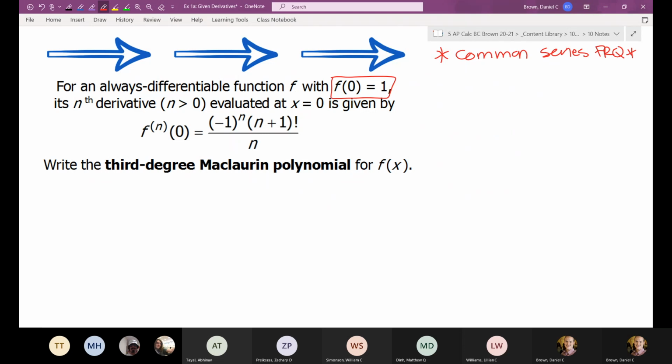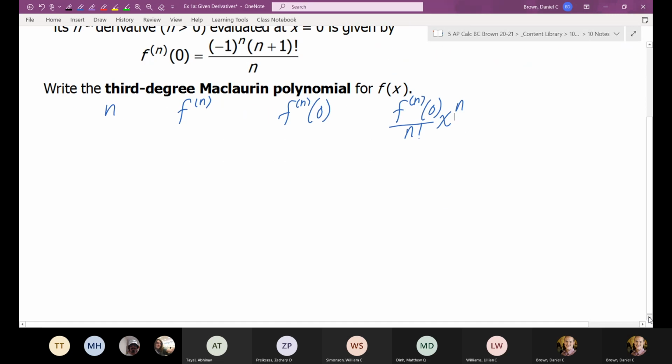How would you go about creating a third degree Maclaurin polynomial? Well, how do we create any polynomial when we don't have one of those big 5? We just think about that table. So I have n, I have the nth derivative, I have the nth derivative evaluated at the center, and then I have the terms, the nth derivative at 0 over n factorial times x to the n. If I need to write a third degree Maclaurin polynomial, how far up do I need to go for my n? 3 degrees, so I just need to go to the third, not overthinking it. So 0, 1, 2, third degree.